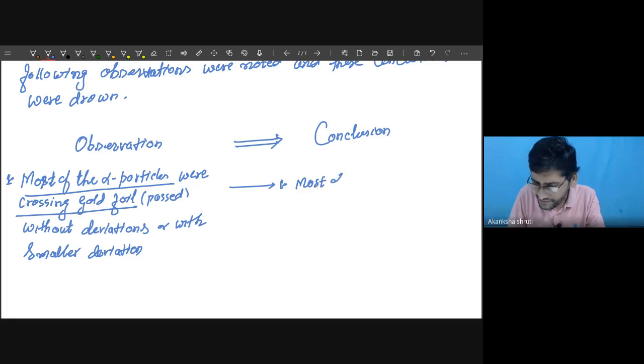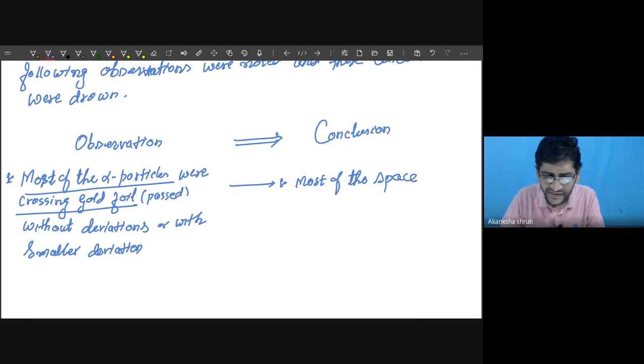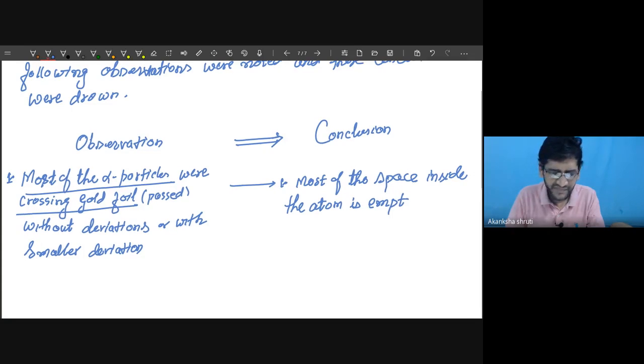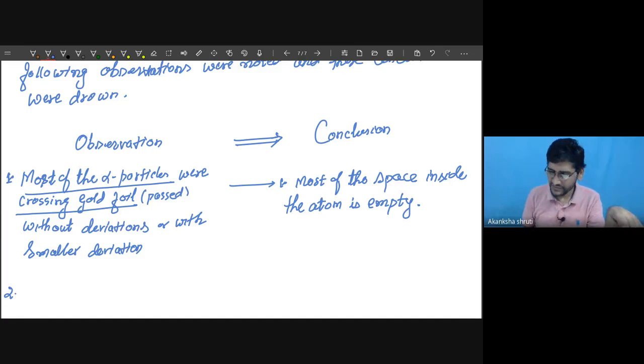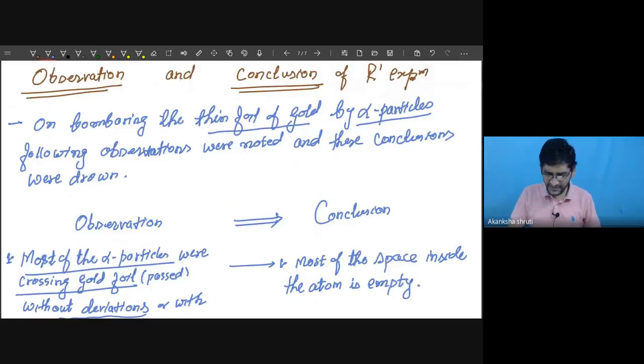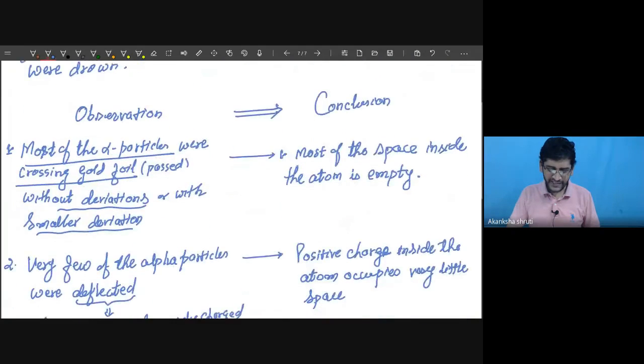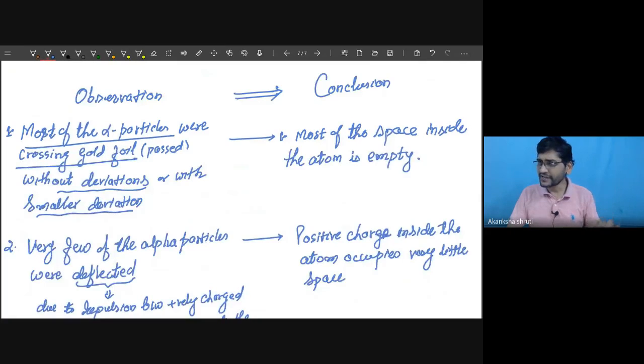So this implies most of the space inside the atom is empty. It was the very first one. Now let us come to the second one. From this he concluded that the outer part of the atom is hollow. It's based on the experiment carried out by Rutherford. Following were the observations. He observed that most of the alpha particles were crossing. It means the alpha particles did not experience any resistance or opposition. It means most of the space in an atom is empty. That was the first conclusion.